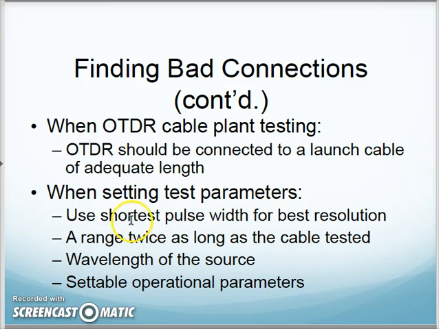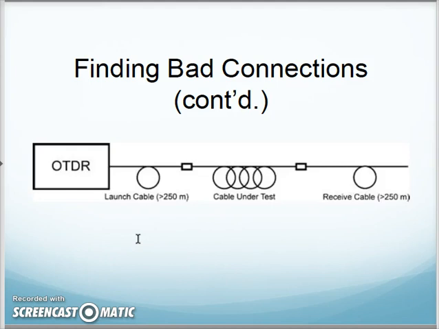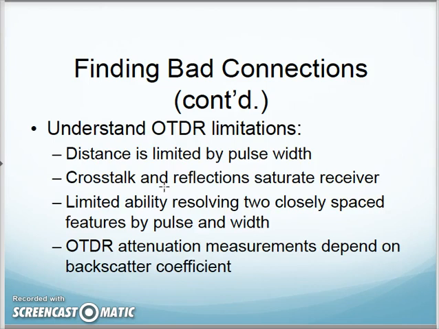And then they talk to us here about shortest pulse and range as long as the cable, wavelength of the source. Yes, there are some things that have to be set correctly for this to work, and that's what they're giving you some guidelines on. And here they even give you some limitations. Distance limitation by the pulse width, crosstalk and reflection, saturate receiver, yep. Resolvability, resolving too closely spaced features, yeah. If I have a splice and a connector too close together, it's not going to be able to interpret them well. And the OTDR attenuation measurements depend on the backscatter coefficient, how much of that light is getting scattered back and how much the receiver is able to pick up on that.